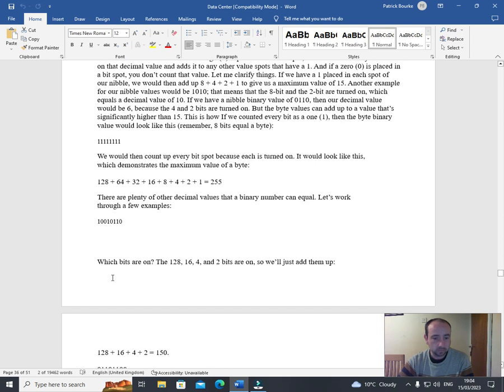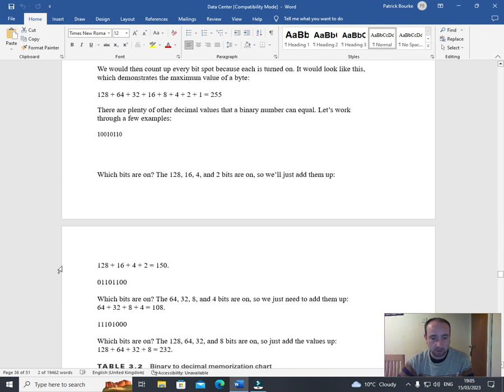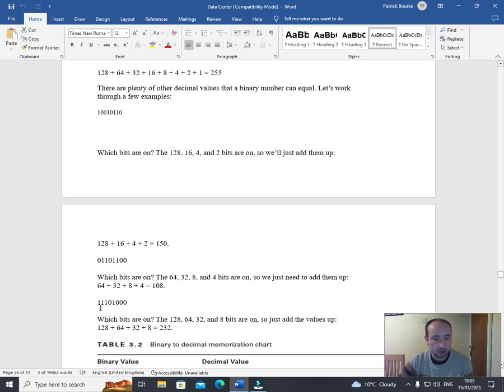10010110. Which bits are on? The 128, 16, 4 and 2 bits are on, so we'll just add them up. 128 plus 16 plus 4 plus 2 equals 150. 01101100. Which bits are on? The 64, the 32, the 8 and the 4 bits are on. So we just need to add them up. 64 plus 32 plus 8 plus 4 equals 108.